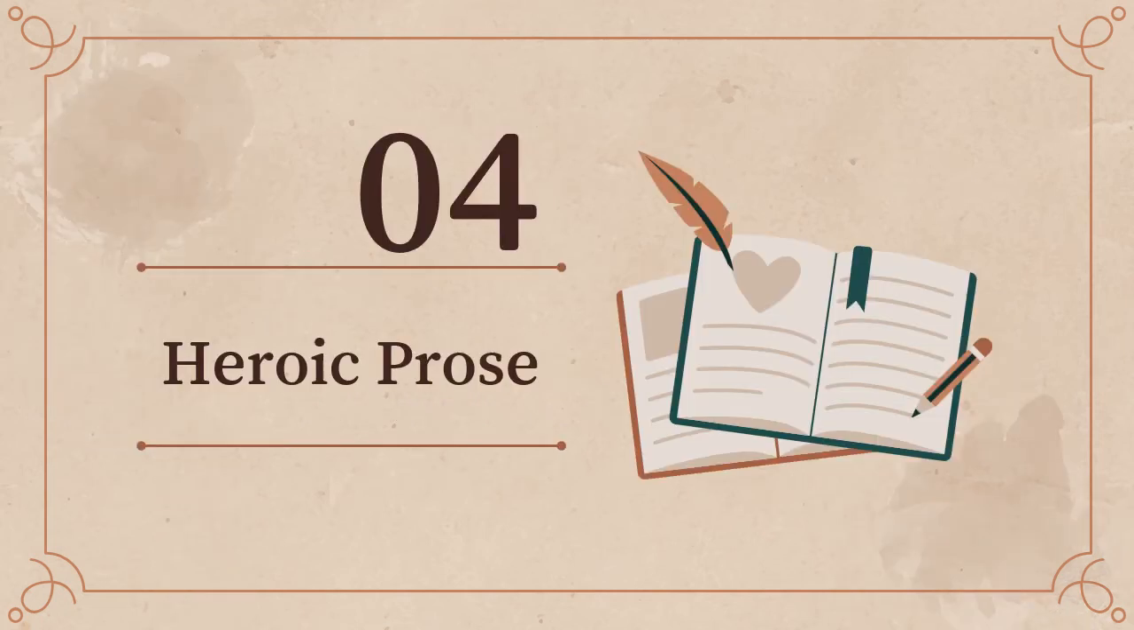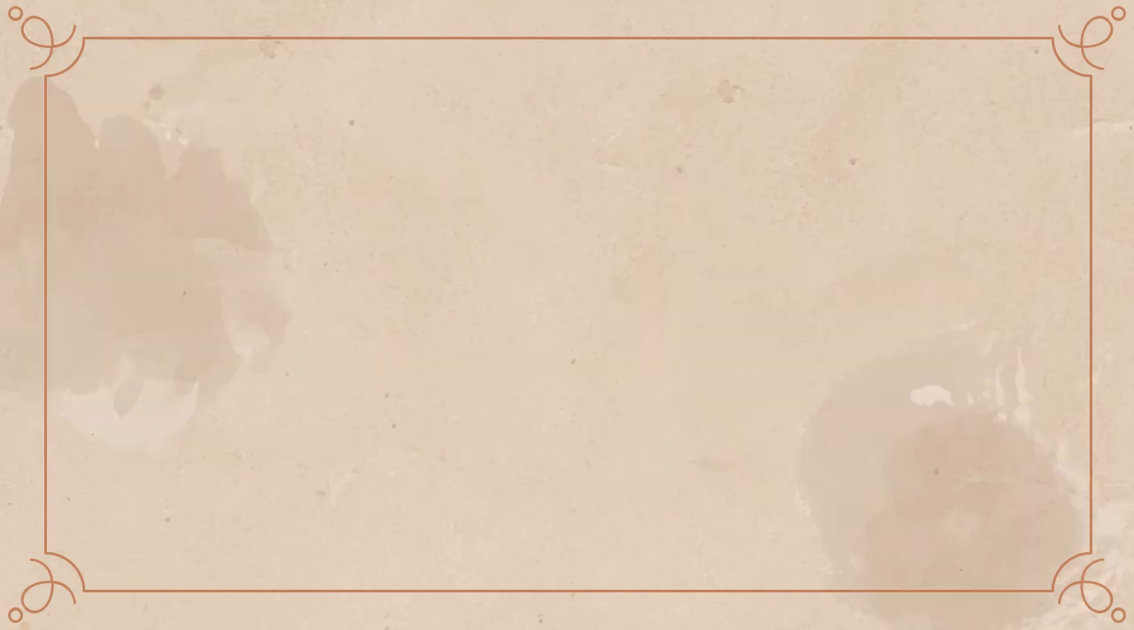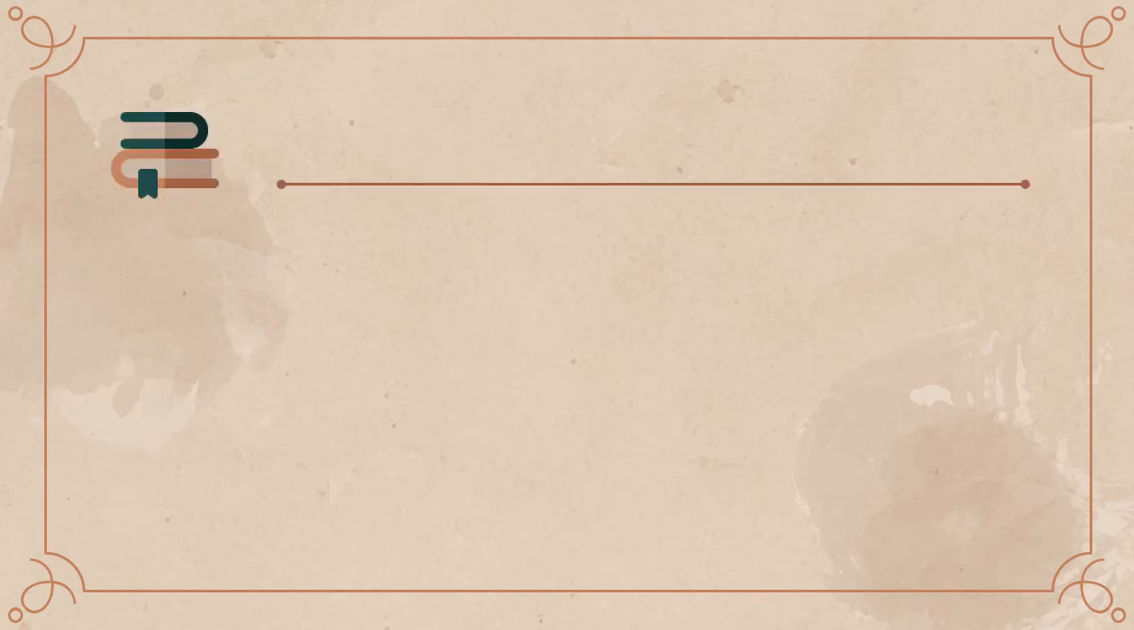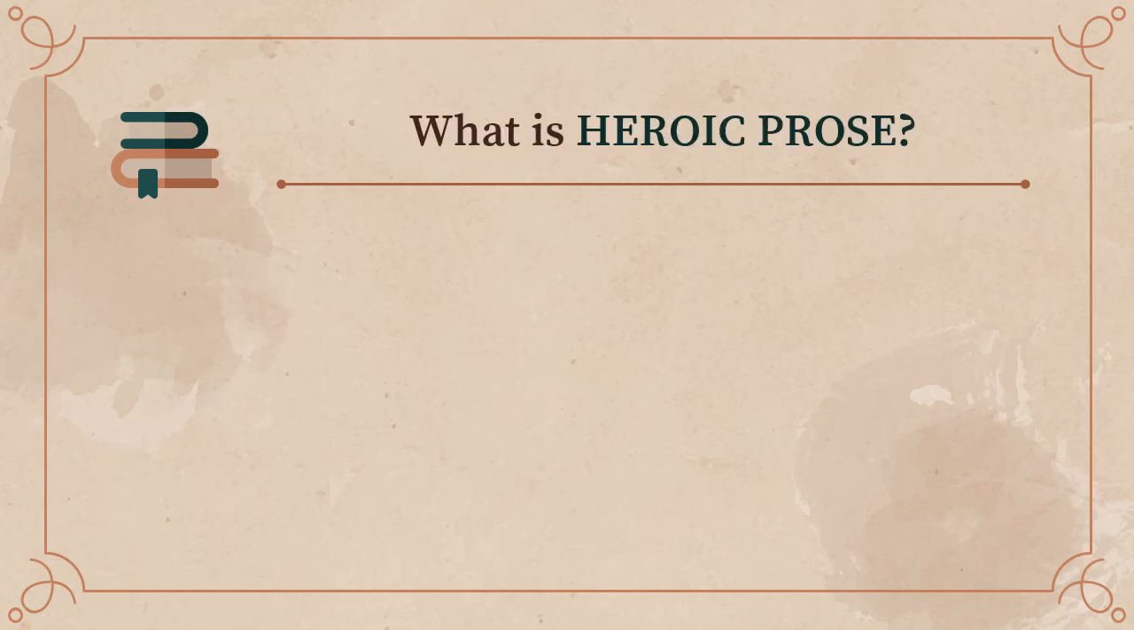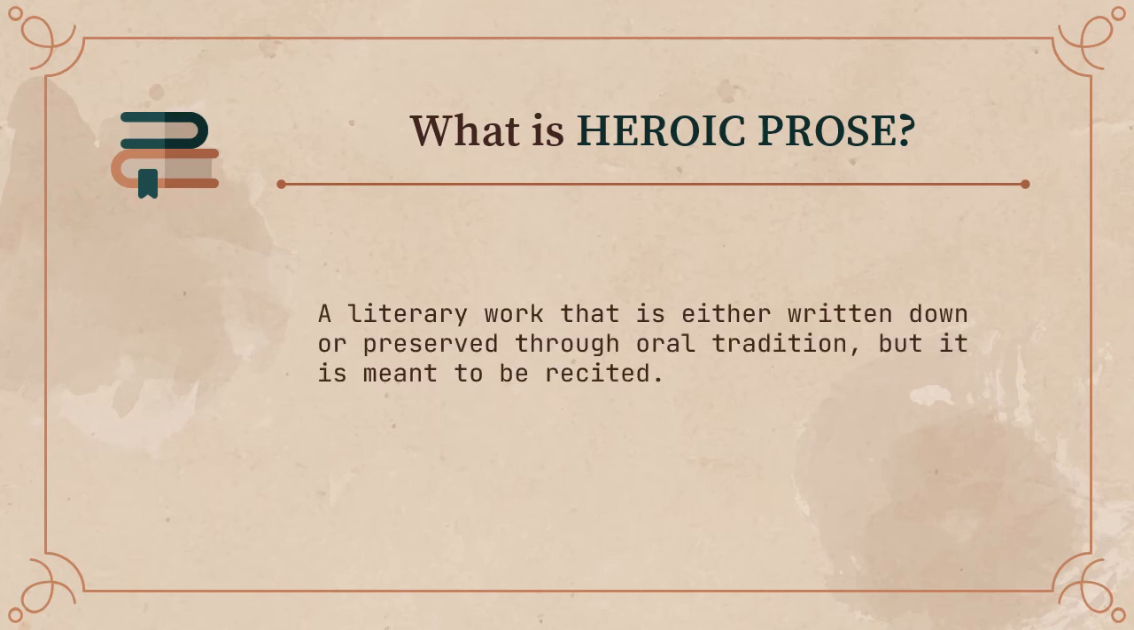Let's move on to the third type of literary prose, which is heroic prose. Heroic prose is common in many legends and tall tales and may be written down or recited out loud. Think about the legend of King Arthur. Tales about the knights and the round table have been around for a very long time.